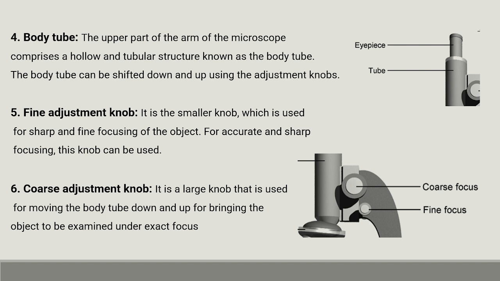So sixth one is coarse adjustment knob. So what is a coarse adjustment knob? It is a large knob, as you can see in the structure, that is used for moving the body tube down and up for bringing the object to be examined under the exact focus. So first we have to focus by using the coarse focus or coarse adjustment knob, and then for the fine adjustment we have to use the fine adjustment knob, that is fine focus.